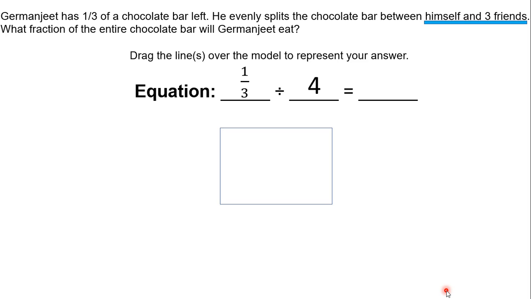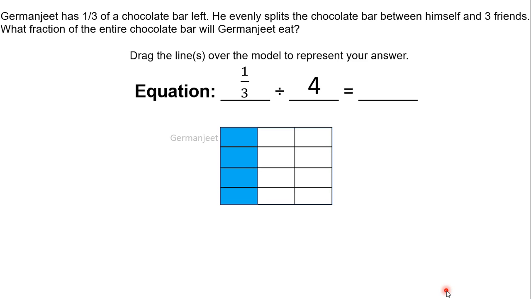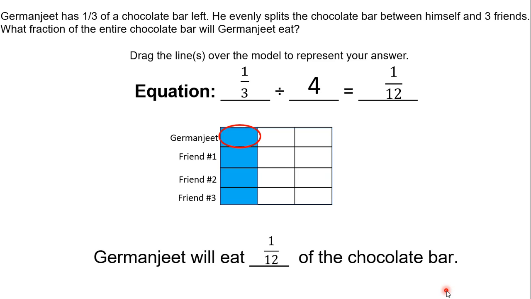Now that we've written our equation, we can create a model. We're starting with 1/3 of a chocolate bar. So let's break our model into third pieces and shade one of them to represent 1/3. We're now going to evenly break this 1/3 into 4 equal parts to represent Jermanjeet and each of his 3 friends. Now we can figure out what fraction of the entire chocolate bar Jermanjeet ate. That would be one portion out of 12, so he ate 1/12 of the entire chocolate bar. Jermanjeet will eat 1/12 of the chocolate bar.